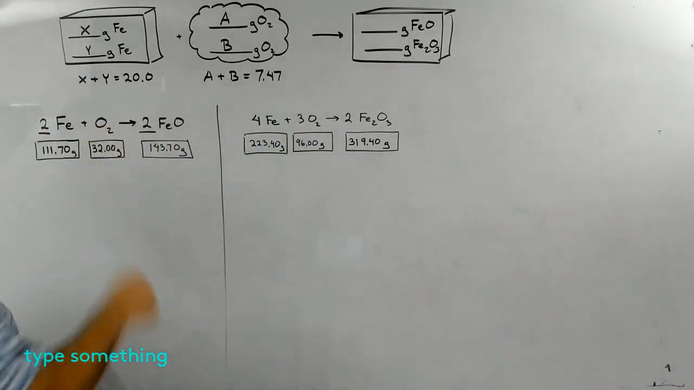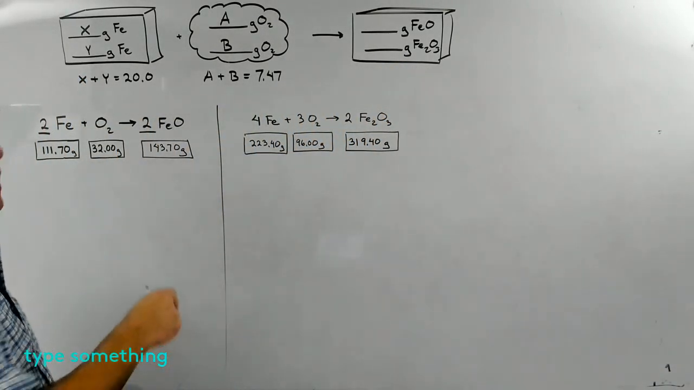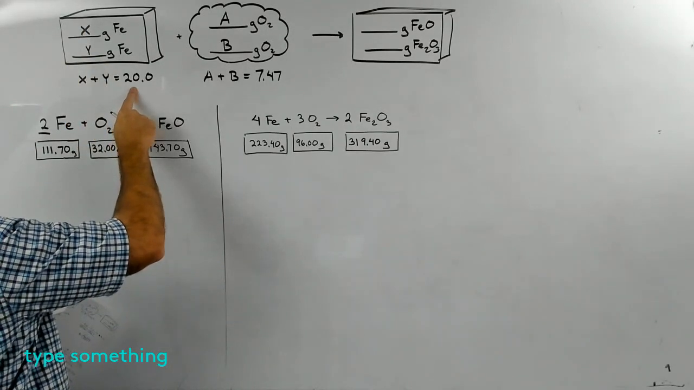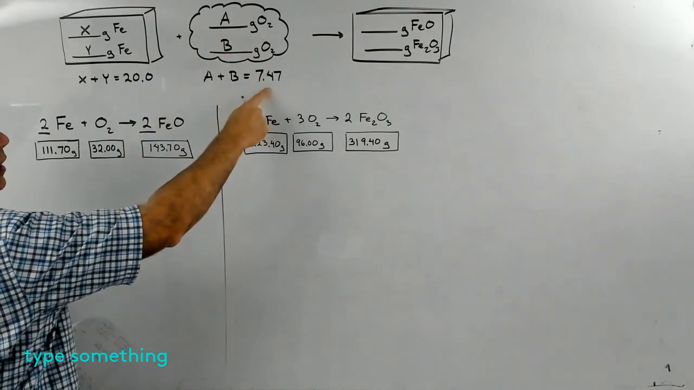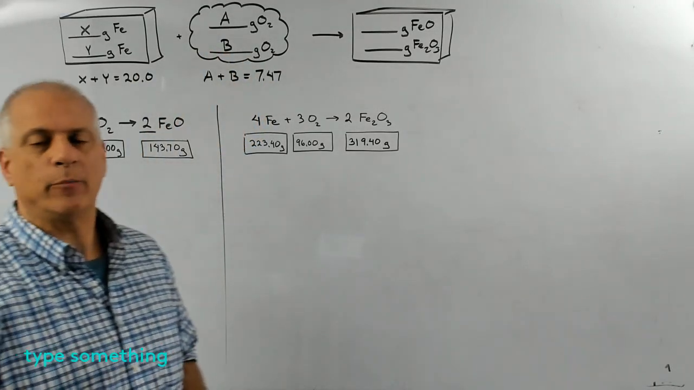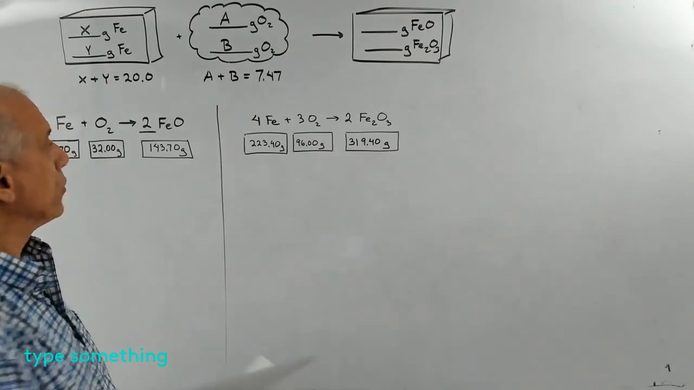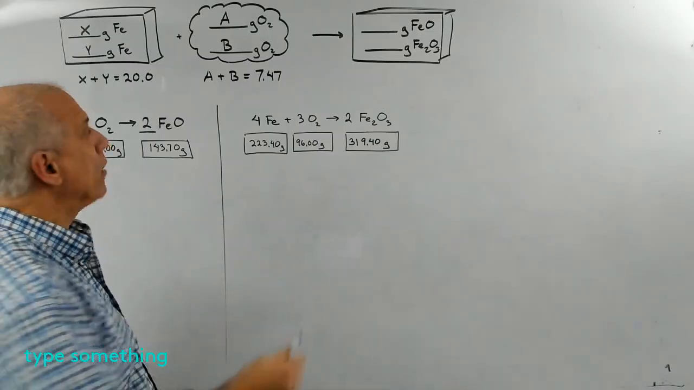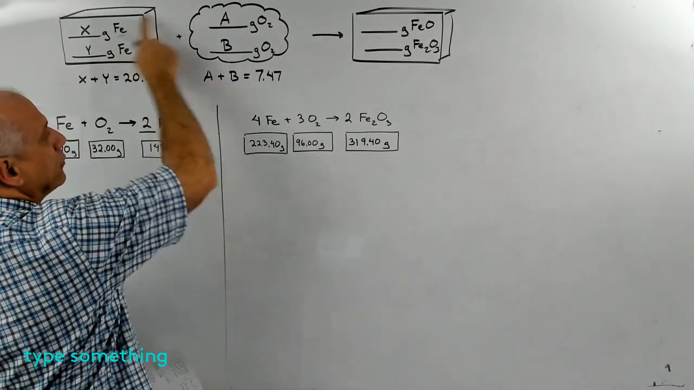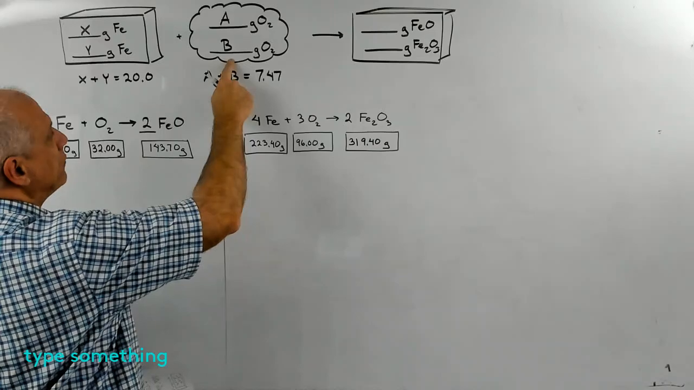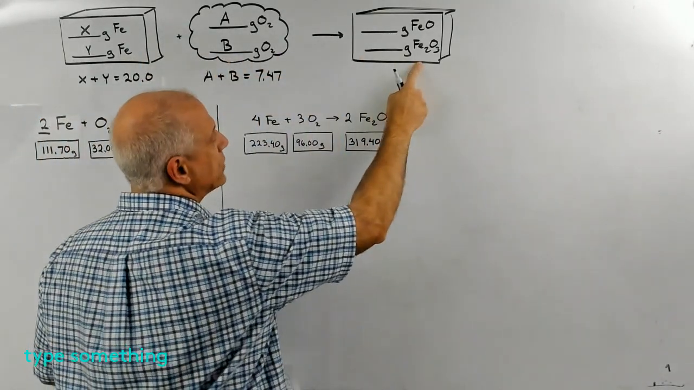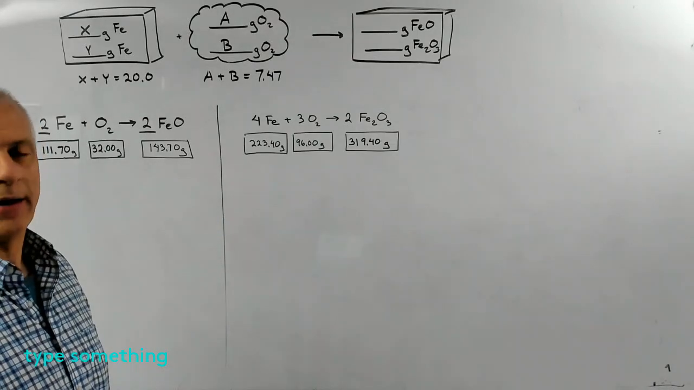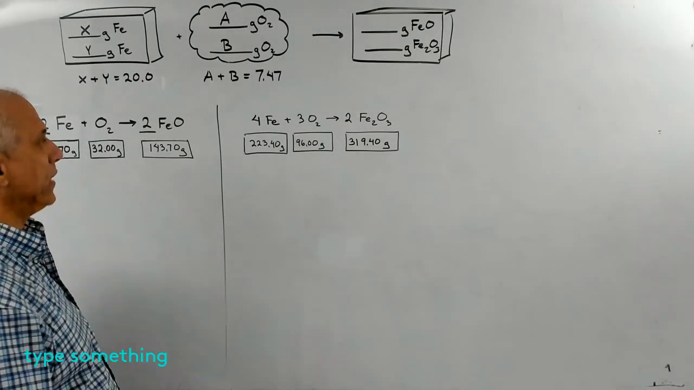We're given that, so I'm going to call this X and Y. X and Y together add up to be 20 grams. And over here, they're telling us that so many grams reacted, but then there was some left over, so 7.47 grams of oxygen gas actually reacted. We don't know how much of that reacted with the iron to produce FeO, and how much of it reacted with the other iron to produce Fe2O3. So I'm going to call these two other variables A and B. And A and B add up to be 7.47.